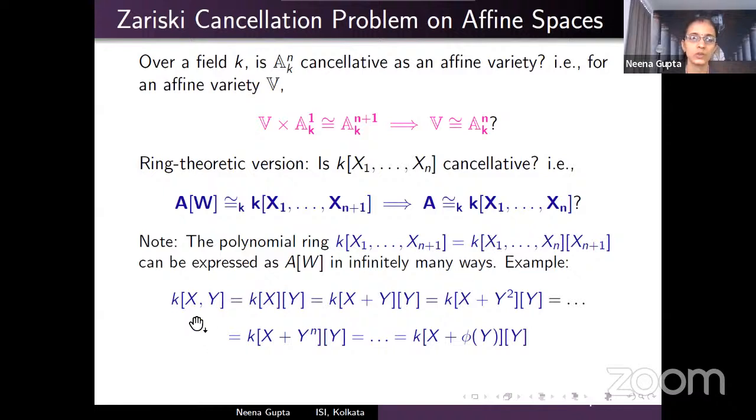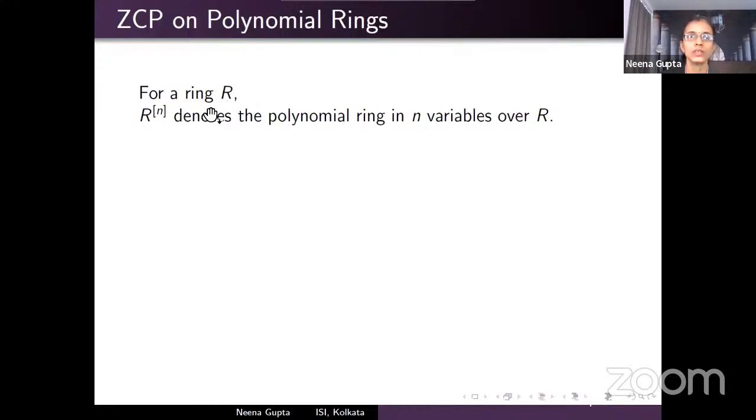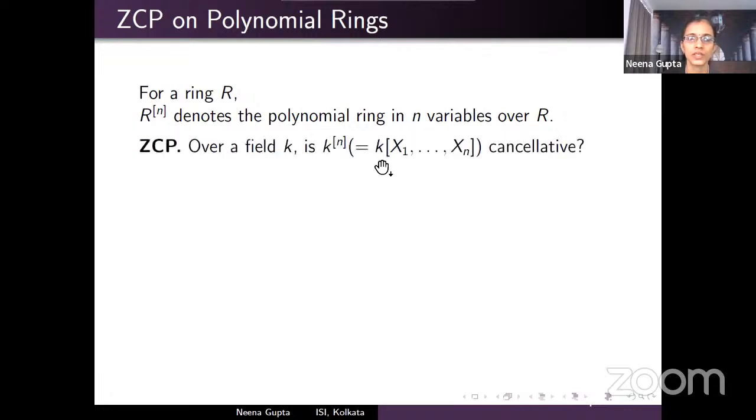For example, just look at the two variable case K[x,y]. Then this ring can be written as a polynomial ring in y over various subrings like K[x], or you can take K[x+y] or K[x+y^2]. So all these subrings K[x] or K[x+y], they are not the same, but they are all isomorphic to each other. The cancellation problem of Zariski basically asks whether all such coefficient rings are necessarily isomorphic to each other. So this will be my notation. For any ring R, R^[n] will denote a polynomial ring in n variables over the ring R. Then the cancellation problem of Zariski asks whether the affine polynomial ring K^[n] is cancellative.